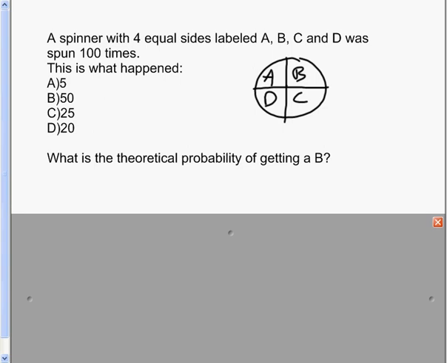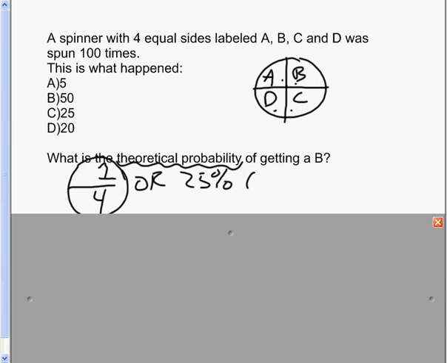What is the theoretical probability of getting a B? Theoretical meaning, in theory, what should have happened? How many times should we be getting B? Well, there are 4 possible choices, right? A, B, C, D. So number possible is 4. The number favorable, there's only one side that says B, so 1/4 or 25% or 25/100 are all acceptable answers for the probability of getting a B.